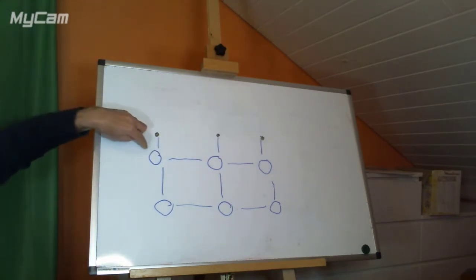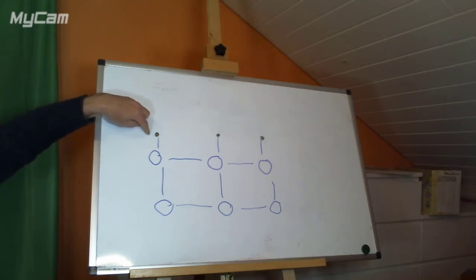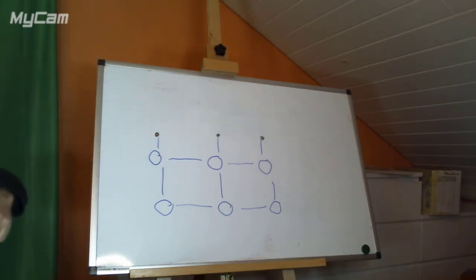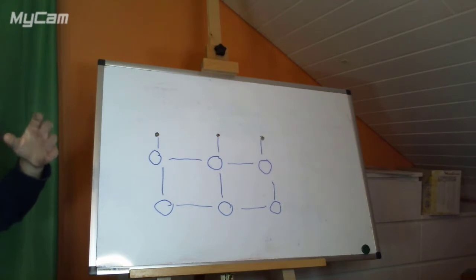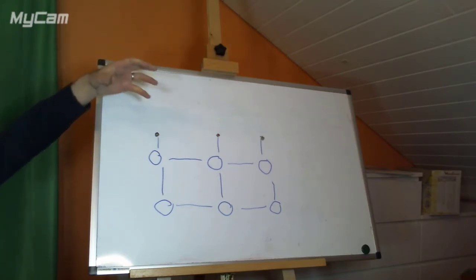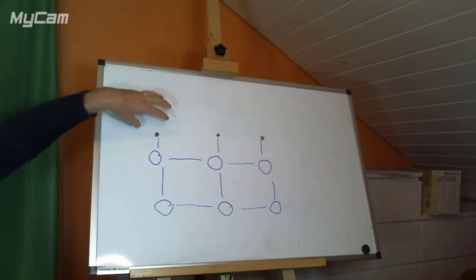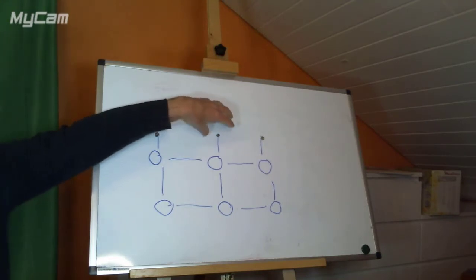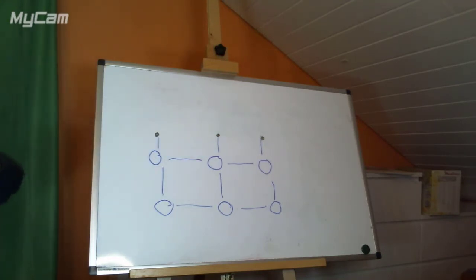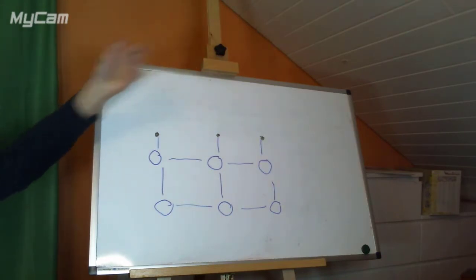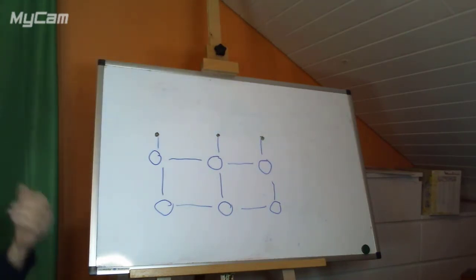So if we take our hydrogen off and we replace it with a much bigger molecule, say a sugar molecule, it can't possibly fit next to another sugar molecule only one atom away. And so therefore this next one will have to do something else.